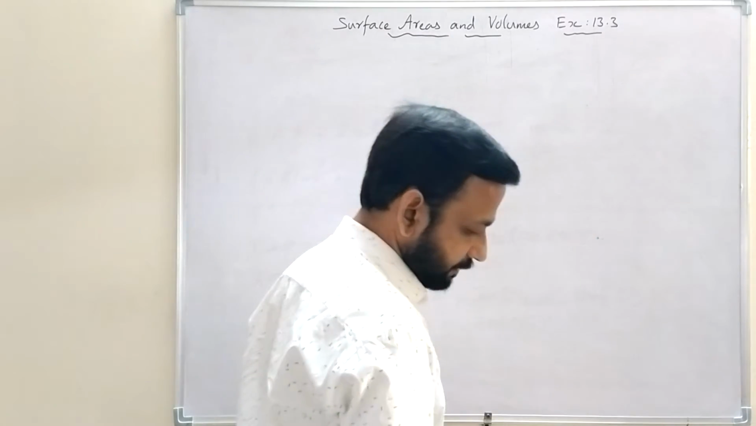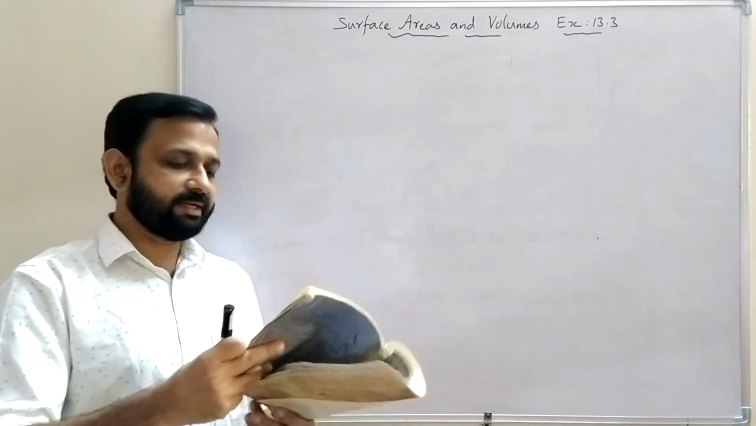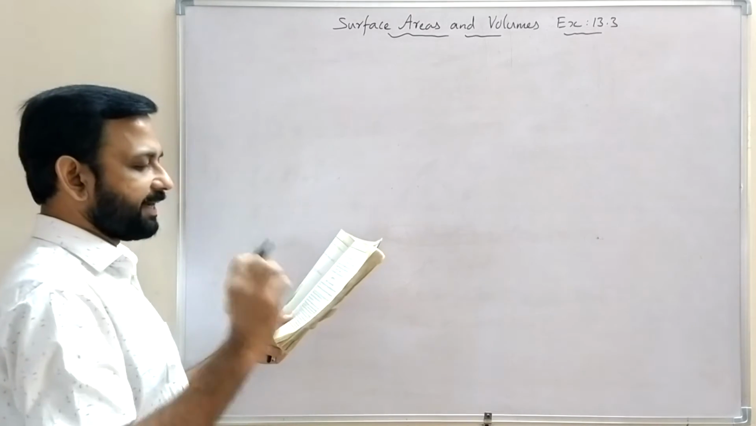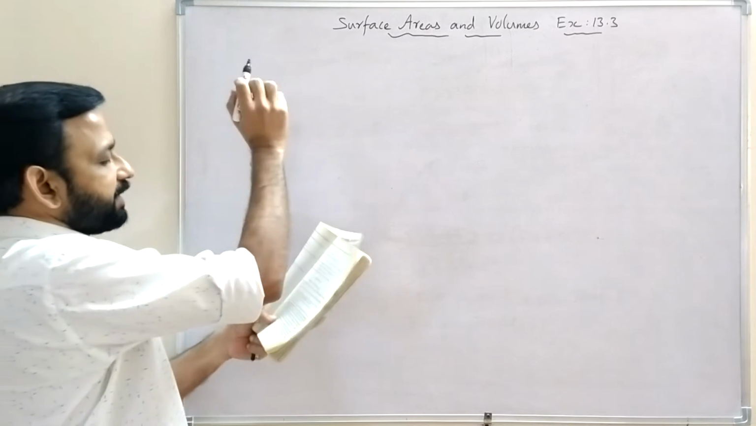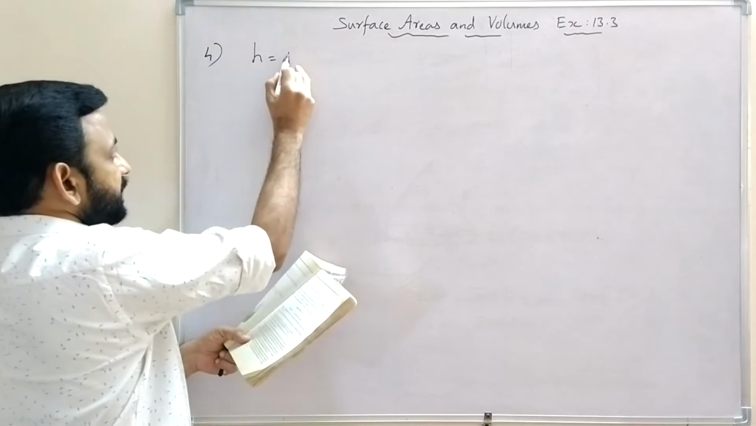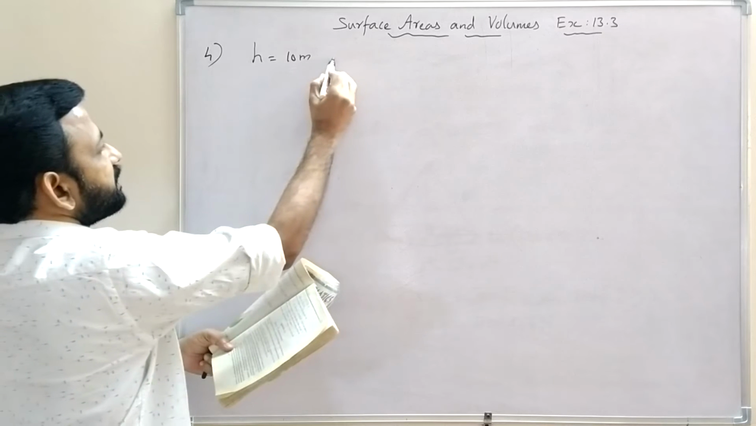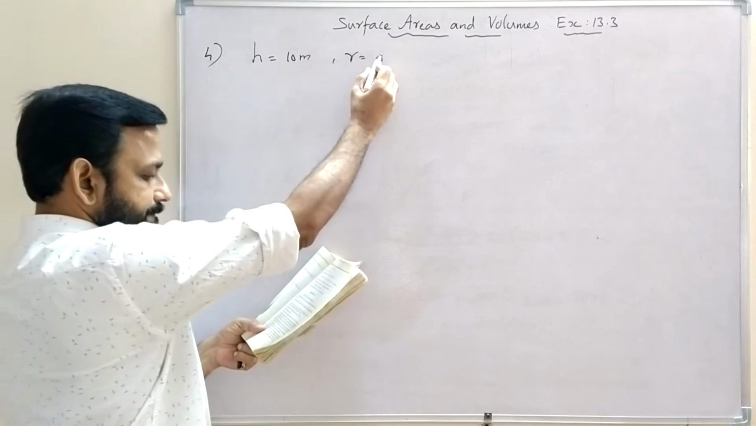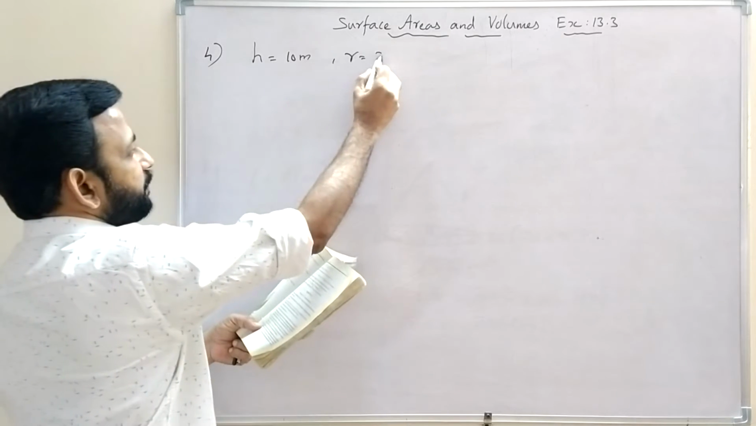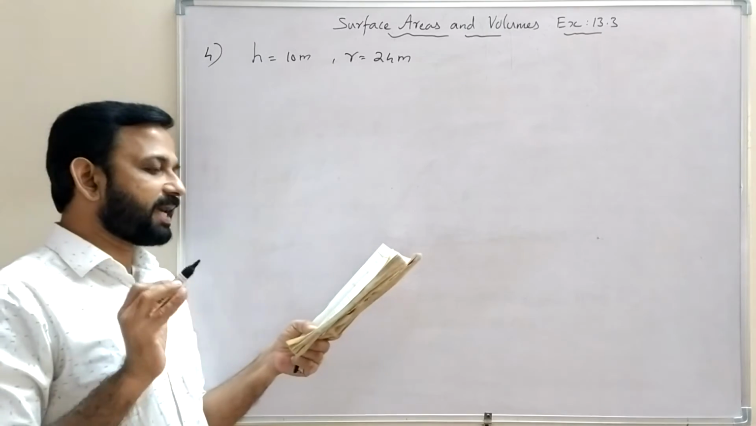So here in fourth sum, a conical tent. A conical tent is 10 meter high and the radius of its base is 24 meter. Fourth question, height of the conical tent is given 10 meter and the radius of its base is equal to 24 meter. Then find the slant height of the tent.